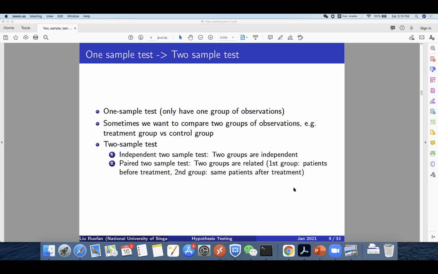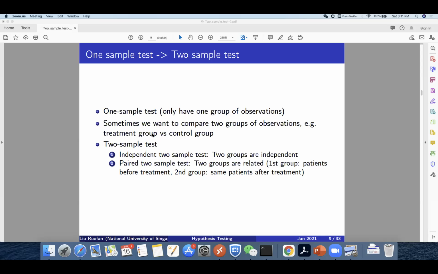In the previous section, I talked about the one-sample test. That is, we only have one group of observations and we want to test whether the mean is equal to some number. But sometimes we want to compare two groups of observations, like the project you mentioned just now. For example, I developed some drug and I want to test its effect. I have a treatment group and a control group, and I measure whether there's a significant difference between the two groups. Sometimes we also call it an experimental group and a control group. It's just terminology.